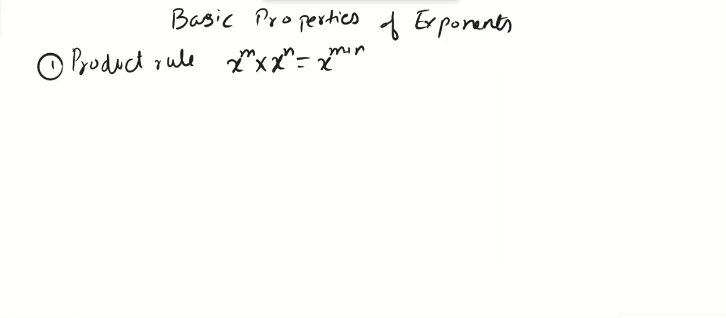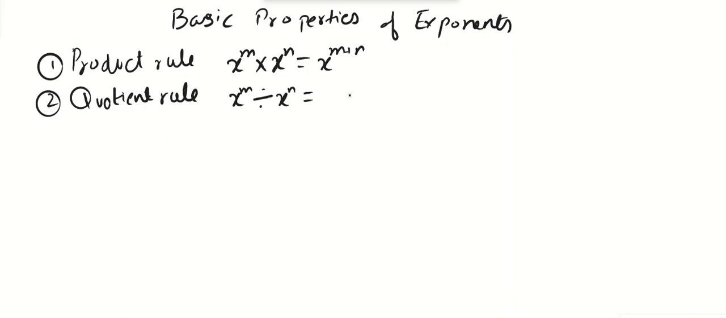Now the second property is called the quotient rule. It states that if two numbers with the same bases, for example x raised to power m is divided by x raised to power n, then we can write it as x raised to power m minus n.